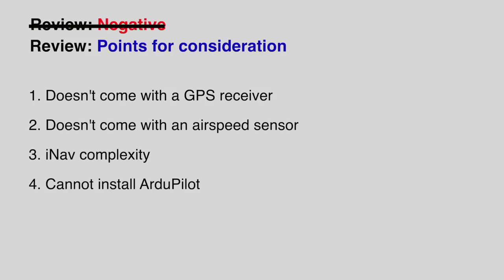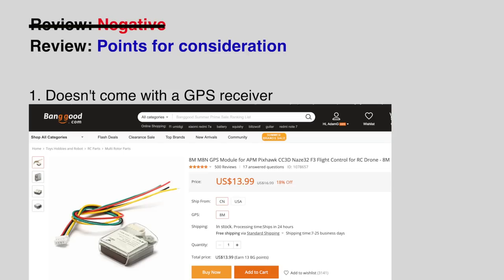So my first point is that it doesn't come with a GPS receiver as standard. And to get the best use of this flight controller and iNav, you're probably going to need a GPS receiver. Now, they're not very expensive, and I will put a link in the video description to the one I use. It's only $15 and it works really, really well.